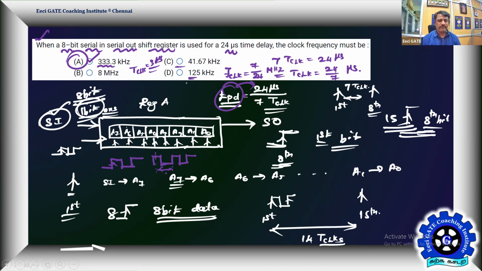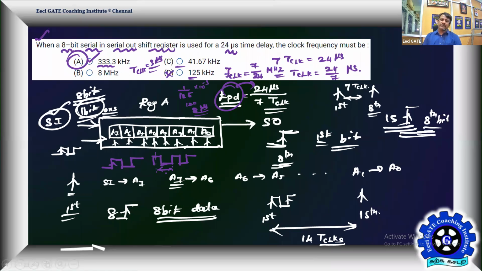If you go for 1 by 125 kilohertz, it means 10 power minus 3, so 1000 by this will be 8 microseconds. This will create 8 microseconds. 8 into 8 will be 64. Definitely D is not the one in the race. A is surely the answer.